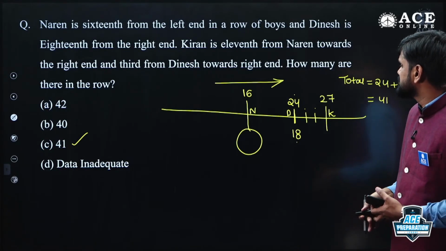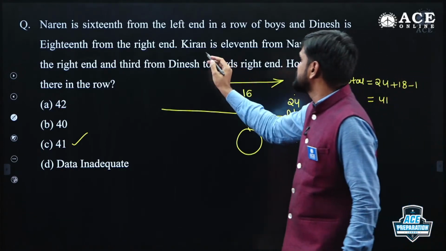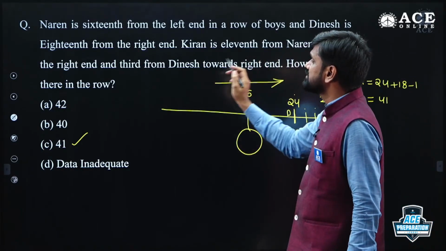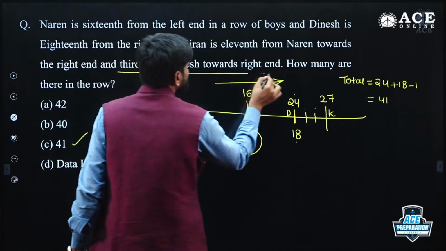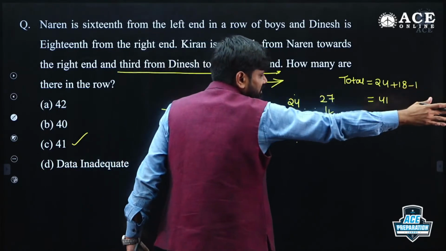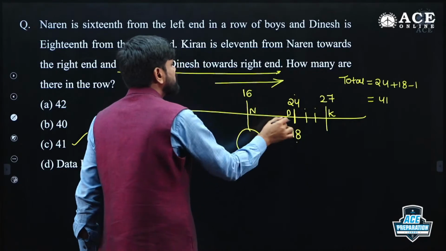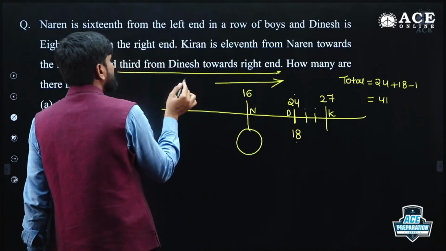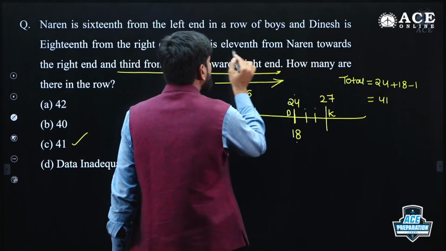So, here they said Kiran is 11th from Naren towards the right hand and third from Dinesh towards the right hand. This is the right hand, na? With respect to this person, Kiran is third to the right. Kiran is third, so it is clearly mentioned over here.